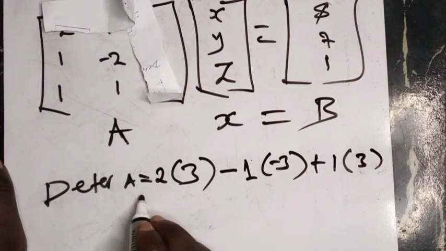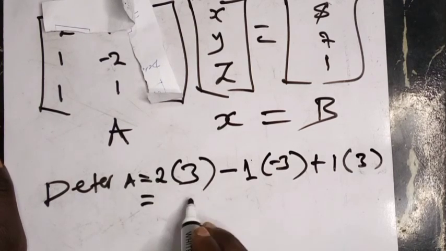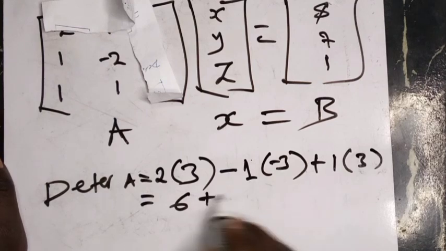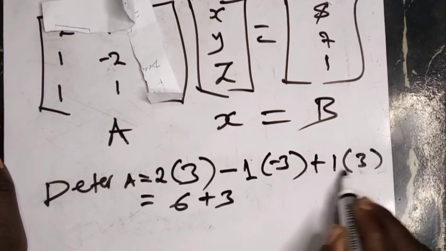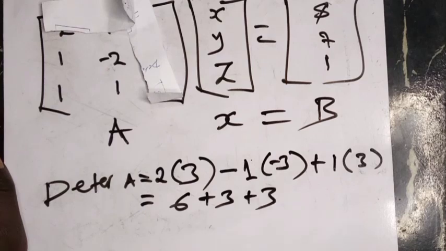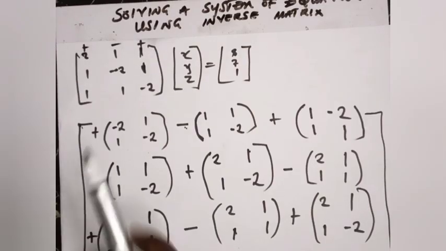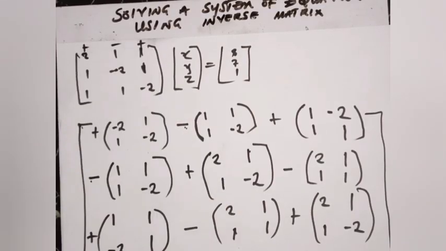Then let's find the determinant. It will be 2 times 3, which is 6. -1 times -3 is plus 3. Then here 1 times 3, which is plus 3. So 6 plus 6, here it will be 12. So the determinant is 12. Now let's find the inverse of this matrix A.